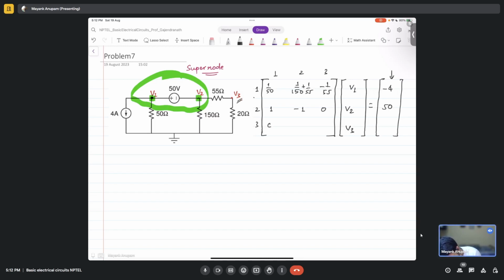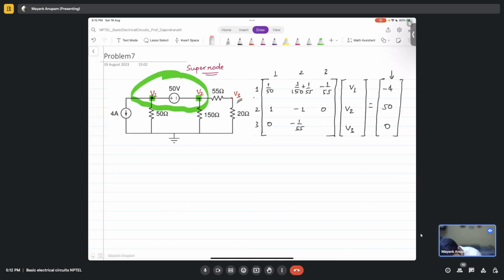Between 1 and 3, I do not have a connection. Between 2 and 3, I have a connection, minus 1 over 55, plus, and then 3. Correct, sir. Is equal to 0, correct?